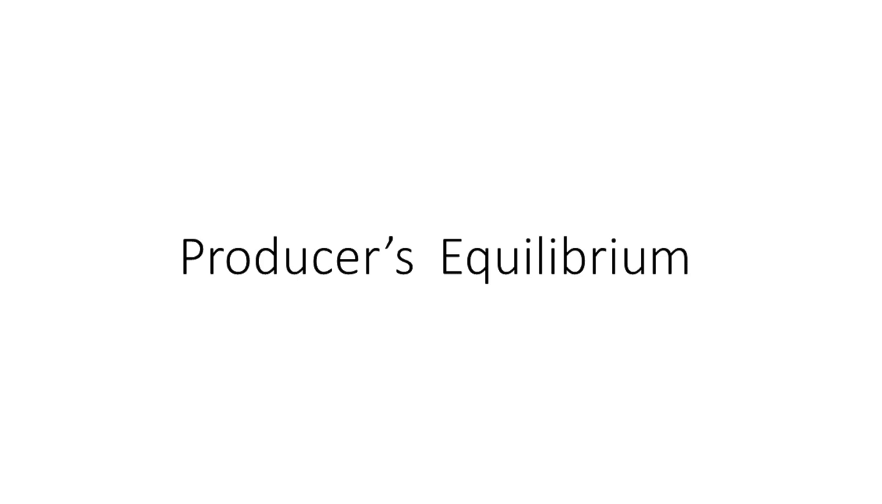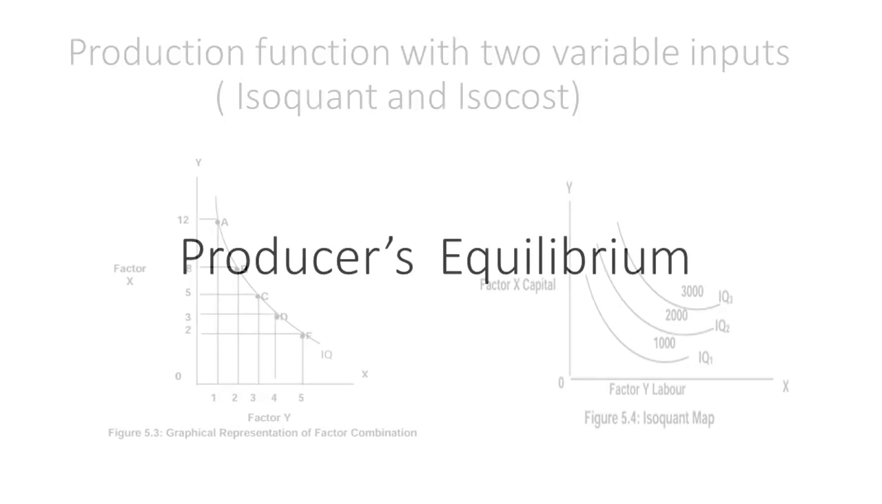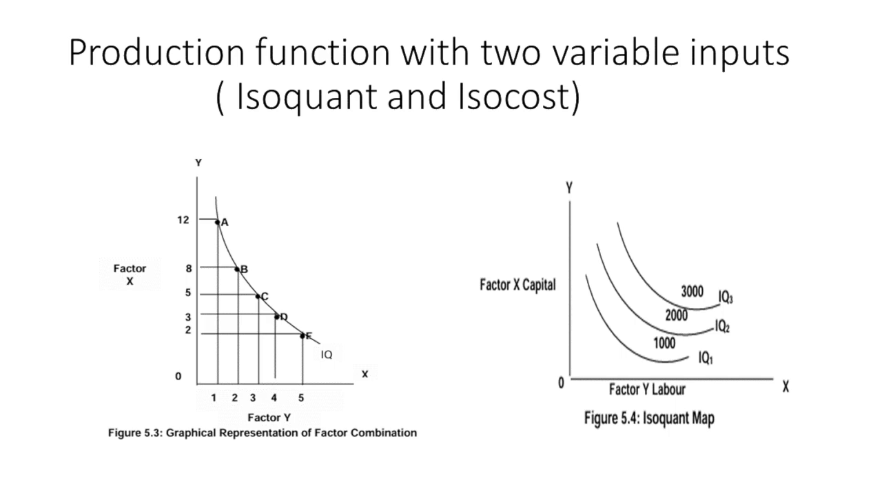In order to explain the producer's equilibrium, we have to integrate the isoquant curve and the isocost line. In the last lectures, we have learned in detail about the isoquant curve and isocost line. Now here we have seen the isoquant curve and isoquant map with the different isoquant outputs.